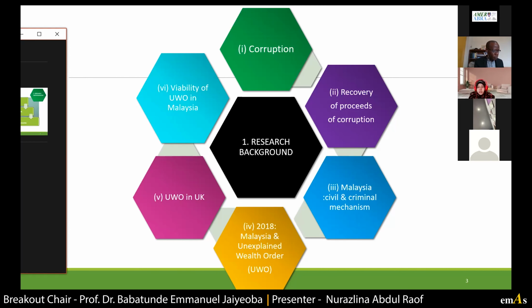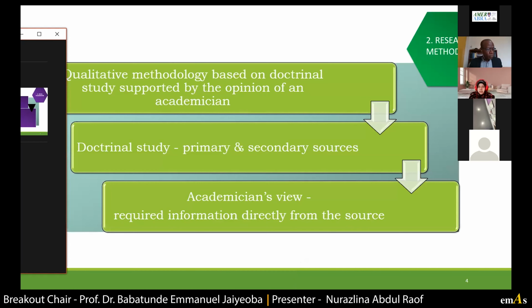The purpose of the study is therefore to examine the application of the unexplained wealth order in the United Kingdom to determine its viability from the Malaysian perspective. From the examination, it is expected to discover the concept of the unexplained wealth order and unravel its worthiness as one of the mechanisms of asset recovery of proceeds of corruption. As regards research methodology, this study adopts a qualitative methodology based on doctrinal study, supported by the opinion of an academician.